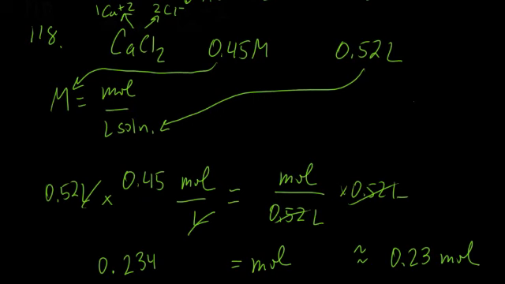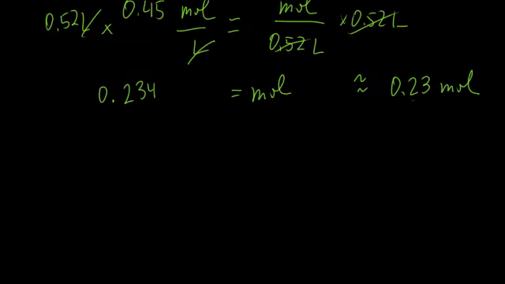If this was asking for the concentration of chloride, we would need to double this, because for every molecule of calcium chloride, it's going to pump out 2 chloride ions. So it would be double that concentration, but not in this particular case. All right, let's look at the next one. That would be 121.